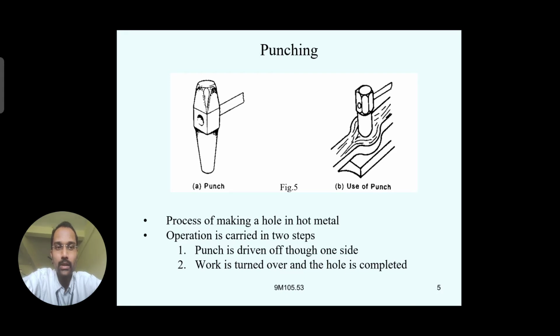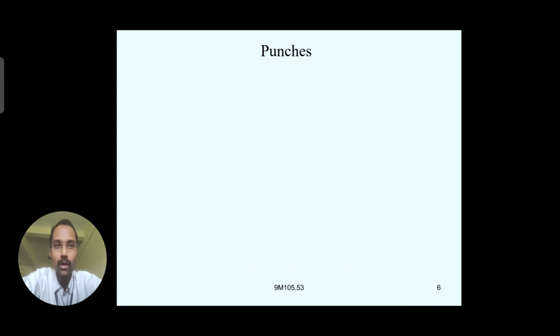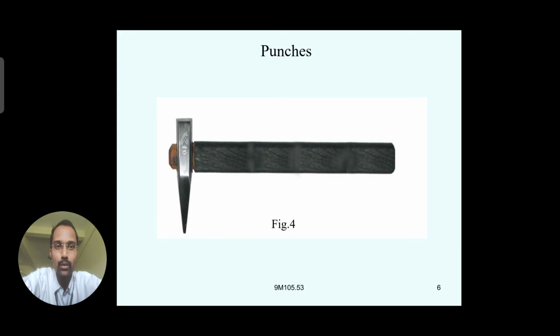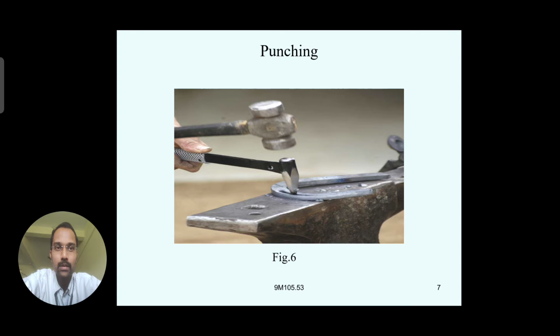So the work has to be turned over. Then on the same spot of that hole it can be punched very easily. Half of the part is completed on one side, and the remaining other side you have to start on the other half. Then the punch or hole can be made easily in that hot metal. This is regarding punching, where the tool used is the punch tool, right? So this is how the punch looks physically, and the punching operation is being carried out here.